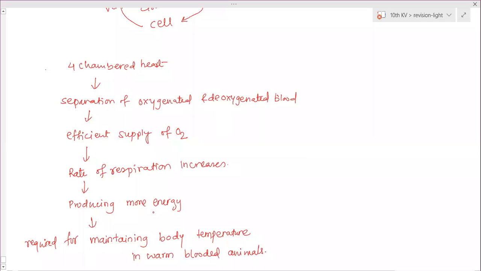If you write only that double circulation is important to maintain the body temperature, you will not get any marks. Don't lose marks. You have to explain fully. Due to the four-chambered heart, there is a separation of oxygenated and deoxygenated blood, due to which efficient supply of oxygen takes place. Efficient supply of oxygen is necessary for an increased rate of respiration. Increased rate of respiration is needed for producing more energy, and the energy is needed by mammals and aves for maintaining their body temperature.